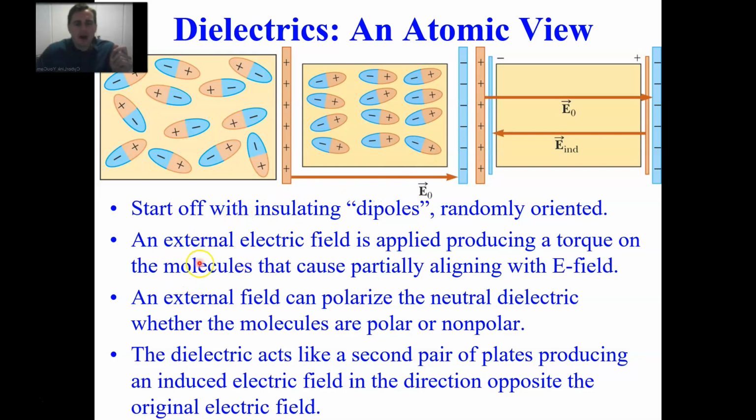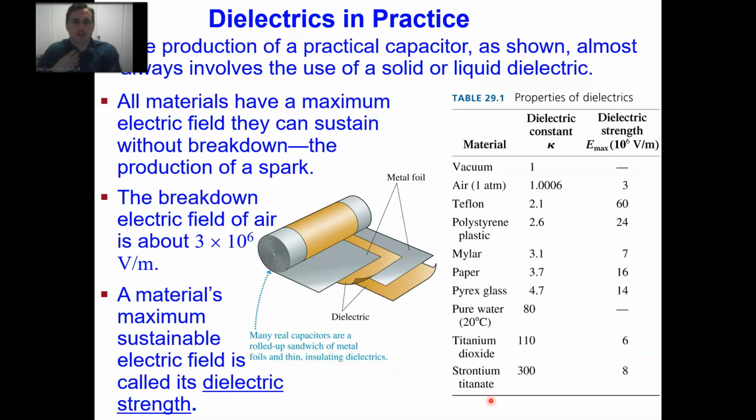So, an external electric field is applied, produces torques on molecules, and partially aligns them with the electric field. An external field can polarize the neutral dielectrics, whether the molecules are polar or nonpolar. And the dielectric acts like a second pair of plates, producing an induced electric field in the direction opposite the original electric field, allowing us to store more charge. Now, in practice, the production of a practical capacitor is shown here. They almost always use a solid or a liquid dielectric.